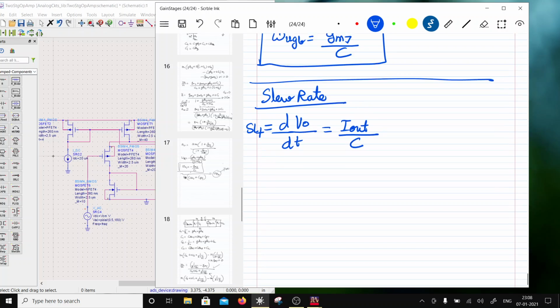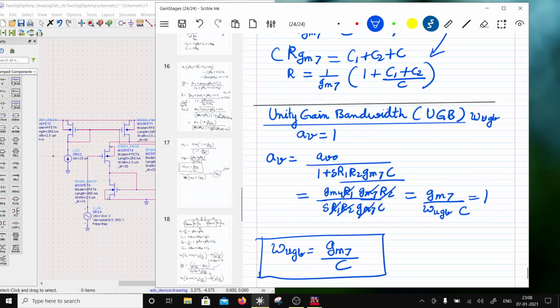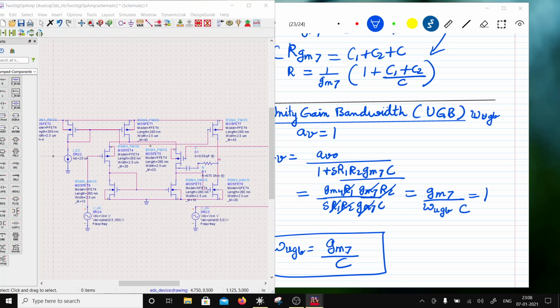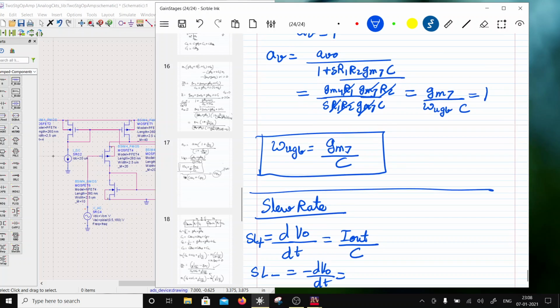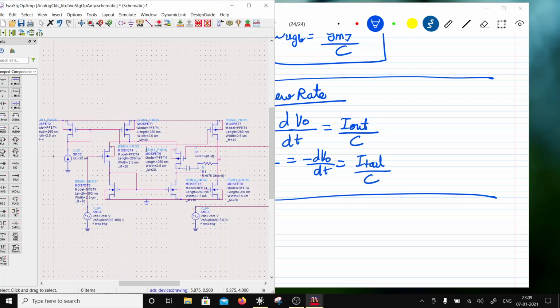And if you want to charge it negatively, SL minus will again be dV out by dt, and that would be by the tail current. So this current is going to charge this capacitor in the reverse direction, so it will be the entire tail current charging it. So that will be I tail by C, right? So basically that concludes what an op-amp is, and then you can do various modifications of the op-amp.